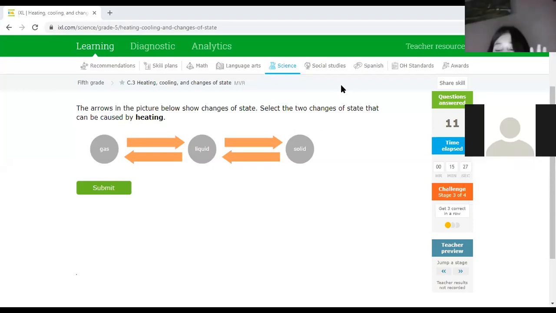All right. Lalita, I see your hand. Which 2 represent heating? Solid and liquid. Okay. Solid to liquid or liquid to solid? Which one gets heated? Solid to liquid. Okay. And what else? Liquid and gas. Yes.